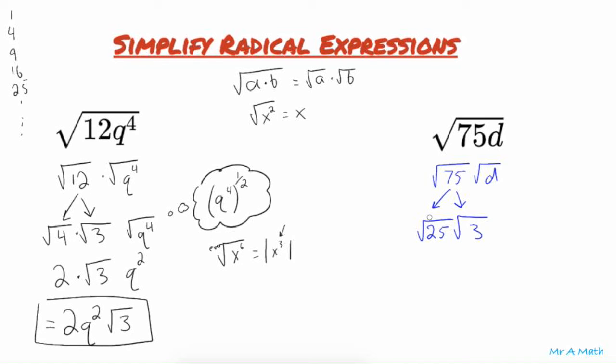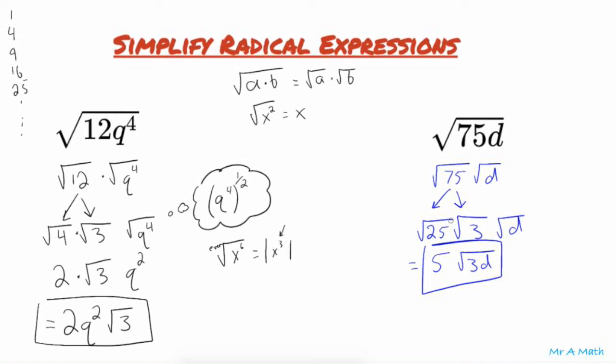25 and 3. We know 25 is a perfect square. That'll be 5, and then times the square root of 3, and then times the square root of d. So the square root of 25 is just 5. And now we can write this all as one square root because these can't simplify down any further. And so my answer is 5 times the square root of 3d. And this is going to be my final answer.